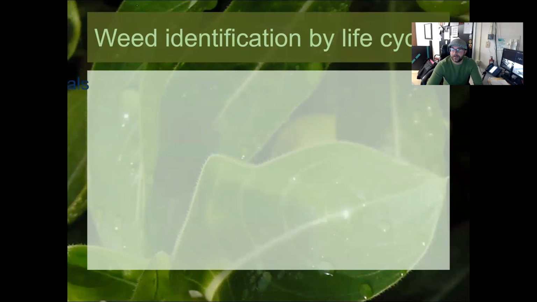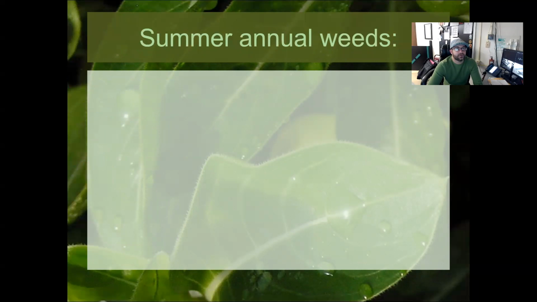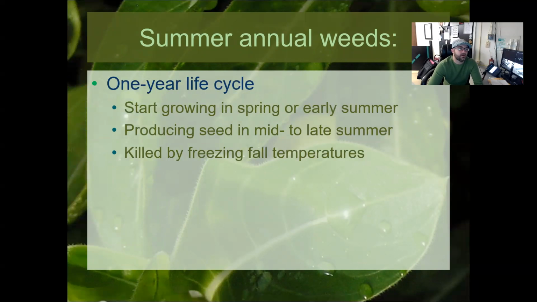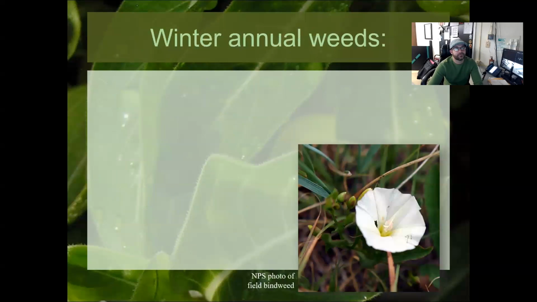So, weed ID by life cycle: summer annuals, winter annuals, biennials, and perennials. Let's take a look at some summer annual weeds. They have a 1 year life cycle, start growing in spring or early summer, produce seed in mid to late summer, and are killed by freezing fall temperatures. Examples would be broadleaf weeds like mallow or purslane, or a grassy one like crabgrass. Now these will come back year after year if not treated, but they do go dormant.